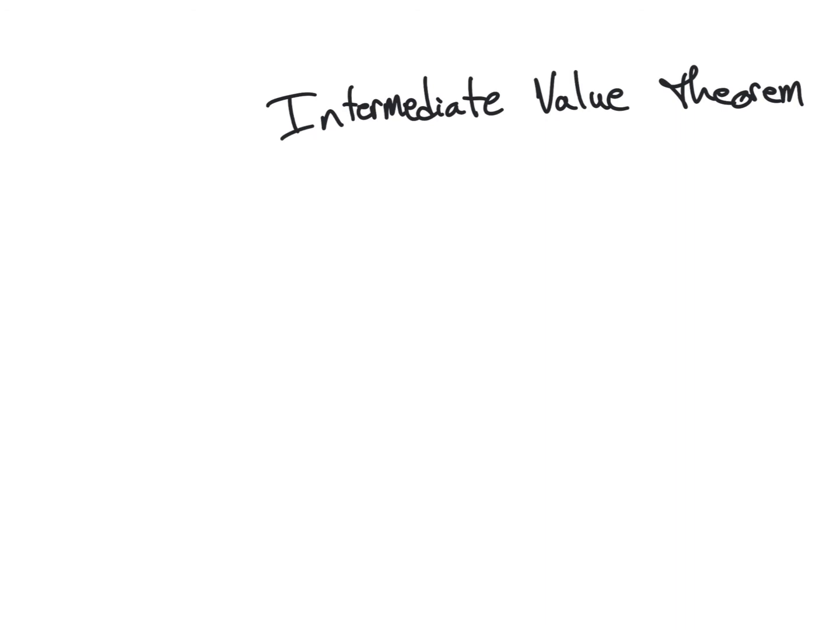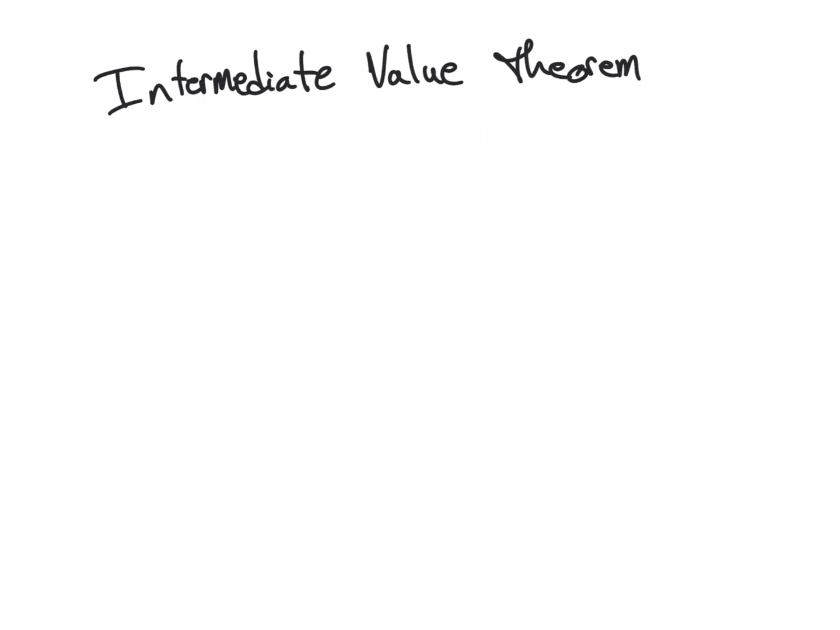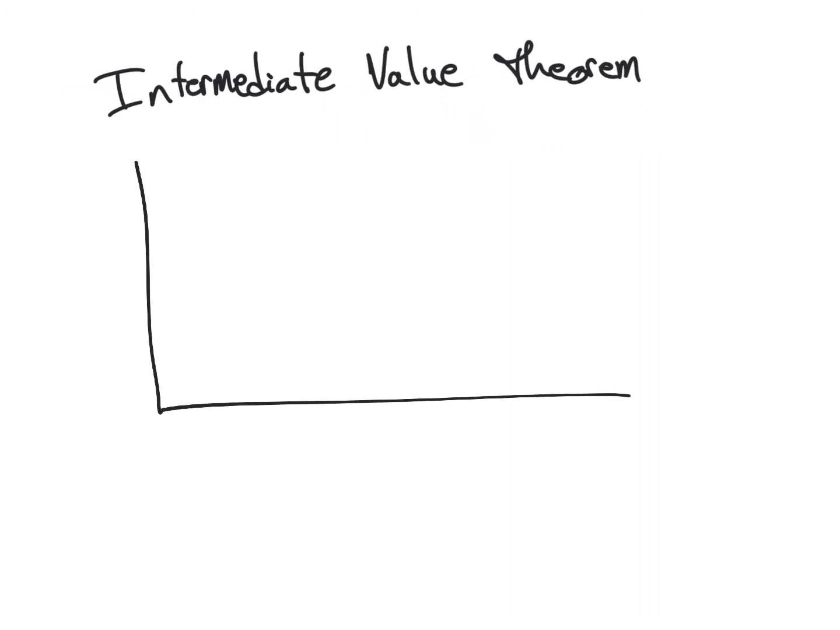All right, for the intermediate value theorem. Oh my goodness. What we're saying is that over some x value, so let's just say we're starting at, I don't know, let's say the x value is 2.